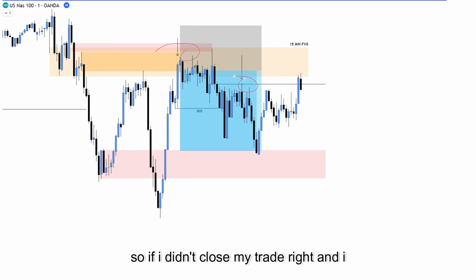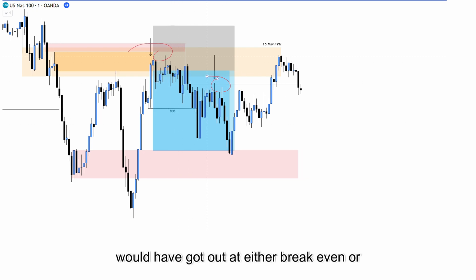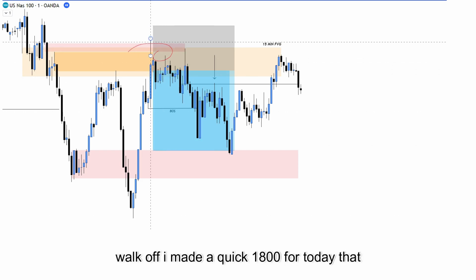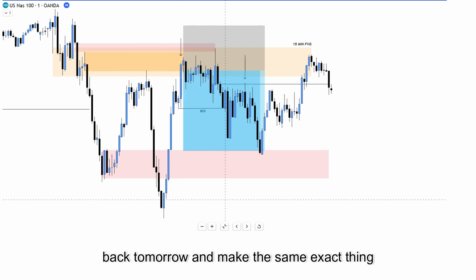So if I didn't close my trade and I got greedy, I would have got out at either break even or I would have lost the trade. That's why I tell you guys, never get greedy and just take your profits and just walk off. I made a quick $1,800 for the day. That was enough profits for me, and I can come back tomorrow and make the same exact thing with this trading plan.